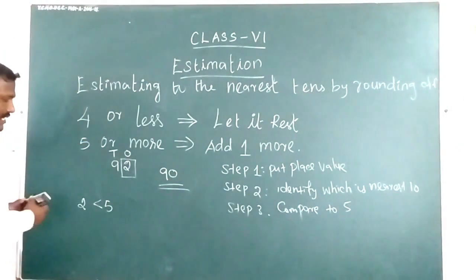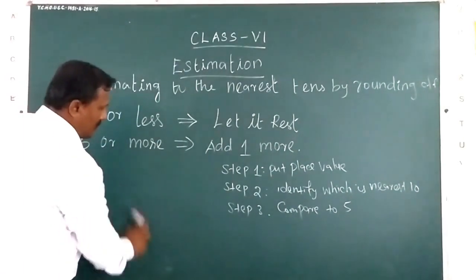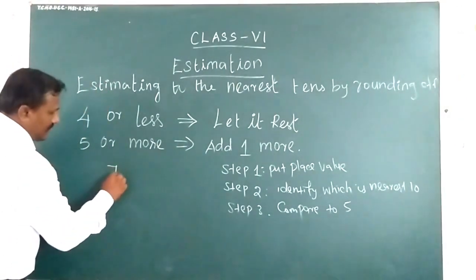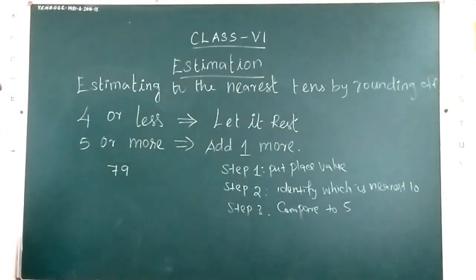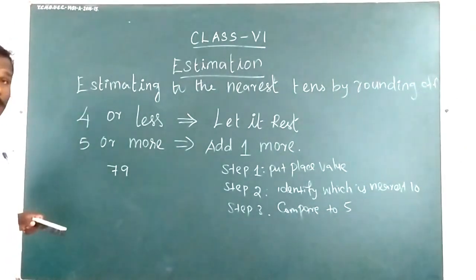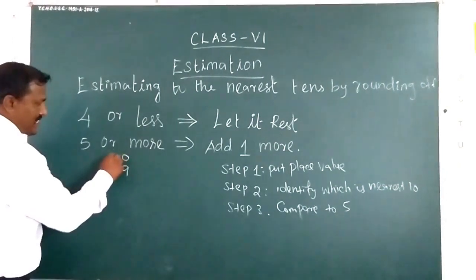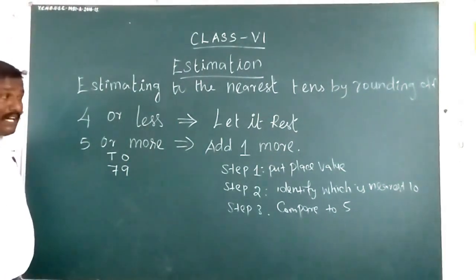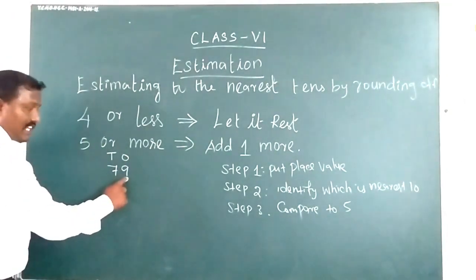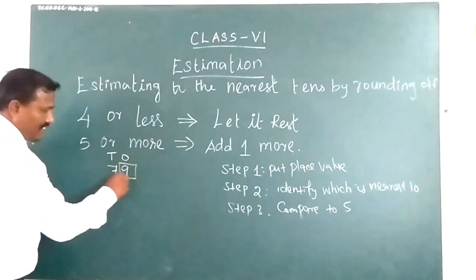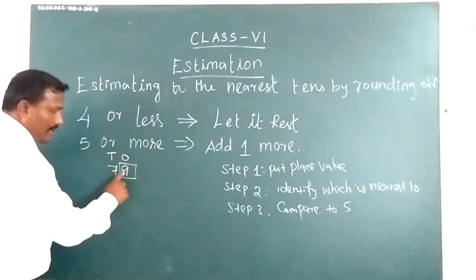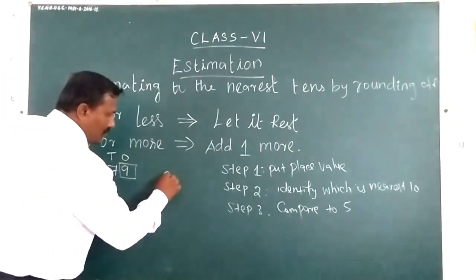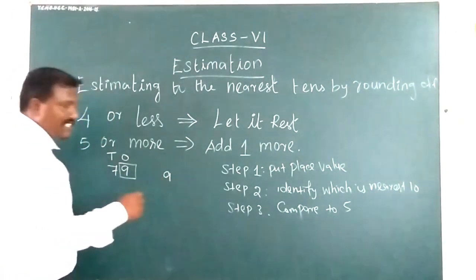Okay. Now again we will see another example. So I will take 79. Now I told you we have two rules. Step 1, put place value. This is ones place, tens place. Second step, identify which is nearest 10. This 9 is the nearest 10. I identified. Step 3, compare to 5. I compare this number 9 to 5. So compare the 9, 5 is the small.